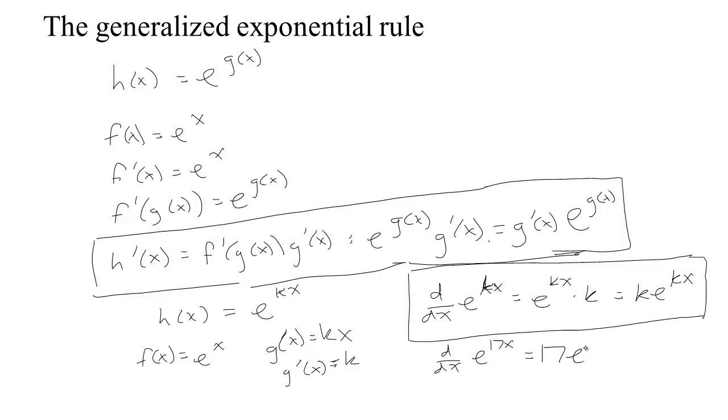You just say, oh, it's 17e to the 17x. Or if someone says, what's the derivative of e to the negative x? You say, well, in this case, k is negative 1, right? So the derivative should be k e to the kx. So negative e to the negative x.